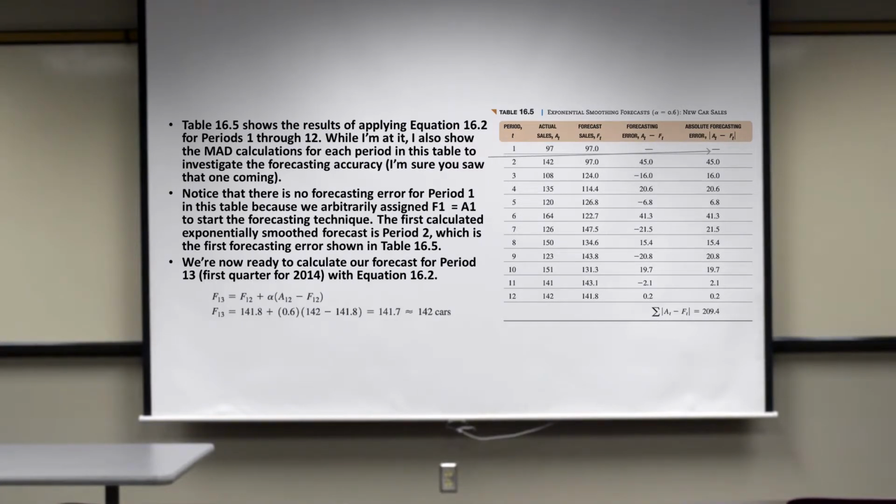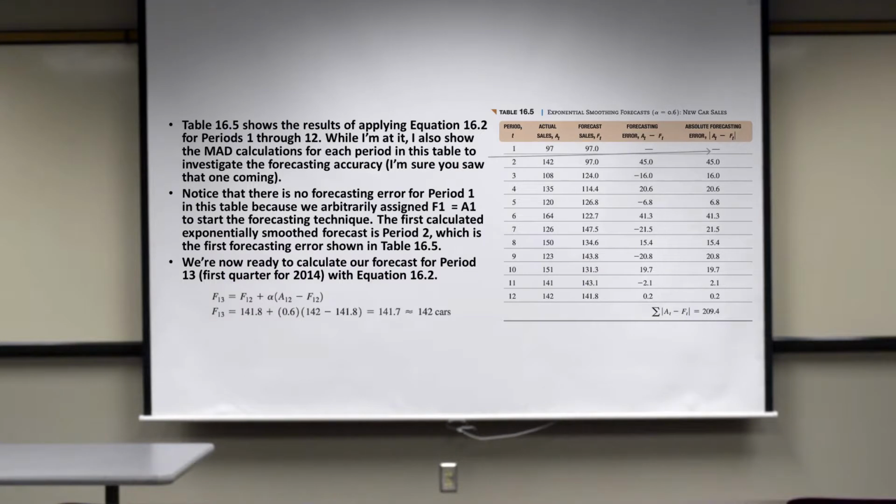Table 16.5 shows the result of applying equation 16.2 for periods 1 through 12. While I am at it, I also show the MAD calculation for each period in this table to investigate the forecasting accuracy. I'm sure you saw that one coming. Notice that there is no forecasting error for period 1 in this table because we arbitrarily assign F1 equal to A1 to start the forecasting technique. The first calculated exponentially smoothed forecast is period 2, which is the first forecasting error shown in Table 16.5.